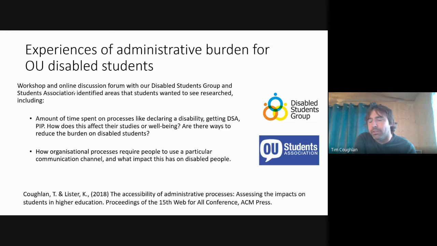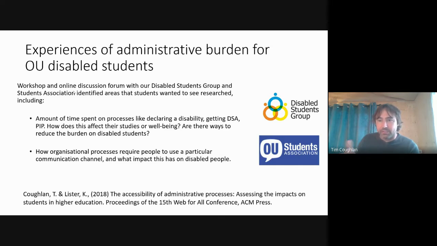So the first one was the amount of time that disabled students in particular have to spend on administrative tasks. Disclosing their disabilities. They also have government support called the Disabled Students Allowance that many of them will apply for. They may also apply for support in their everyday life. So we have what's called personal independence payments, which is another government support thing. It's all very complicated to apply for all these things. There's lots of forms. You need to talk to people, get assessments, medical evidence, all these things.